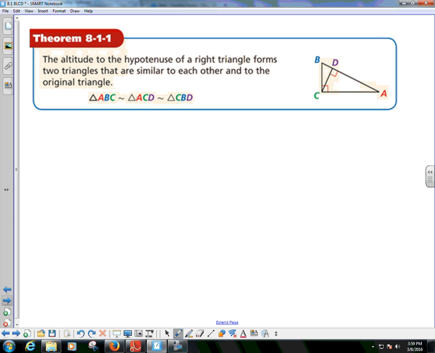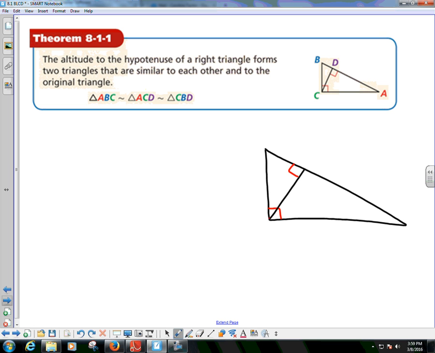So what does this say? It says the altitude to the hypotenuse of a right triangle. So it says, I've got some right triangle. Here's my right triangle. And I know it's right because I'm telling you it's right. And it says the altitude to the hypotenuse. What's an altitude, folks? We learned this in chapter 5. We loved it, right? So an altitude goes from a vertex and it hits the opposite side at a right angle.